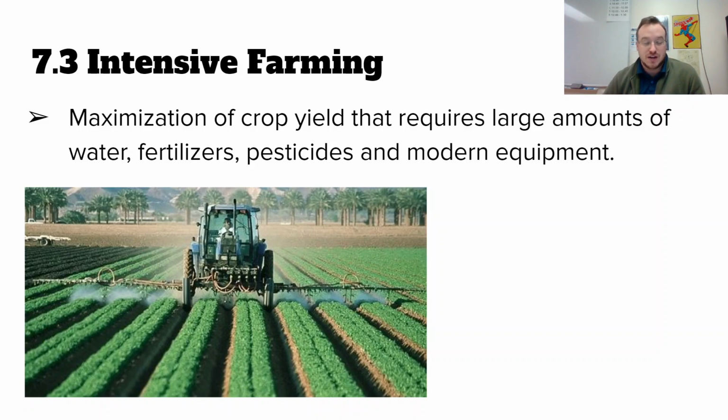And it requires modern equipment to do all of that. So tractors, combines, plows, etc. Right? So lots of technology. It does have less labor in general, but that's because technology is doing work for us. We're harnessing machines to do the labor instead of doing it by hand, or requiring an animal to do that. One of the hallmarks of intensive farming is that it has a big impact on the environment.